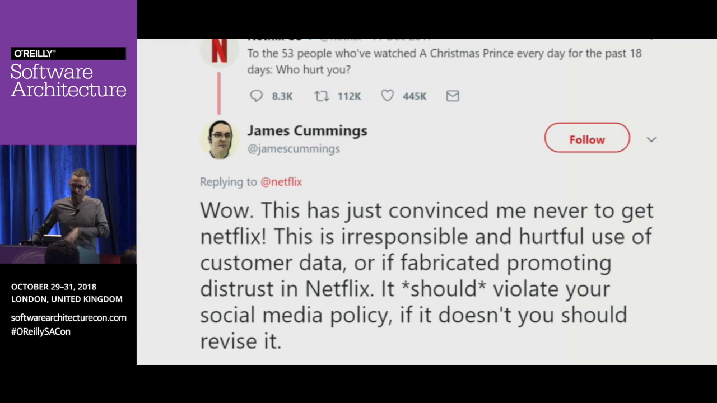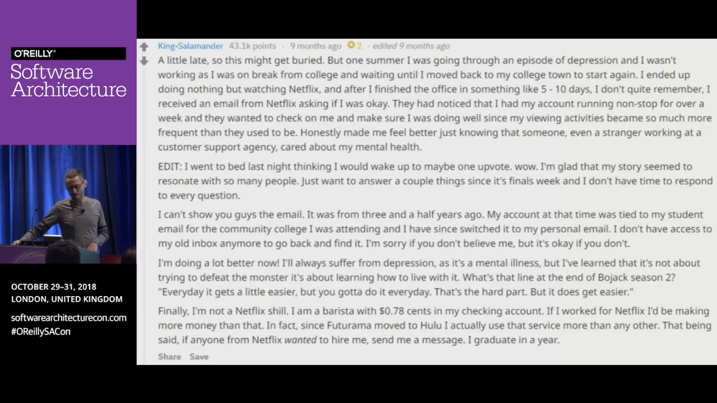Later on, Netflix tried to explain that this is all aggregated data, it's not personal, they don't keep it on a personal level, but the image wasn't too good after they did that. But there was another interesting response to the same tweet. So this guy posted a response on Reddit, and he told his story.